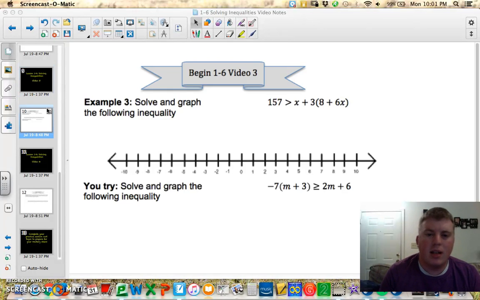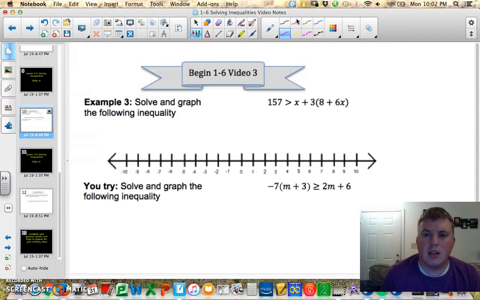So if you go ahead and take a look at example 3, we are going to have a little bit more complex problem than we've dealt with so far. We're still going to follow the same process. Remember, anytime we're doing a multi-step equation, the first thing we're going to want to do is distribute. So we're going to distribute the 3 through the parentheses. We're going to get plus 24, and we're going to get plus 18x.